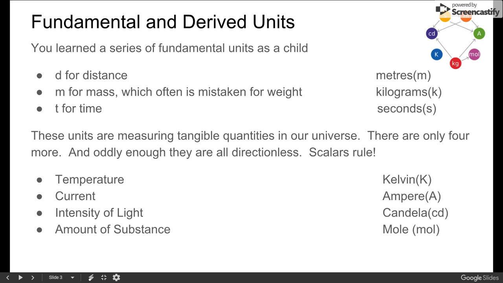In metric, there are 7 fundamental units: meters, kilograms, and seconds. So a short form for metric is MKS. We can measure distance, mass, and time. There are actually only 4 more fundamental units: temperature, electric current, brightness of light, called candela, and moles, which you study in chemistry. And moles are the most ludicrous short form ever. To shorten mole, you write it mole. That's really a lot easier, isn't it?